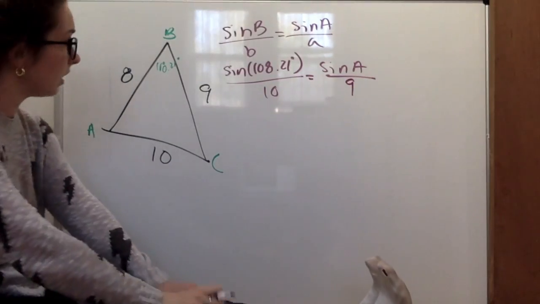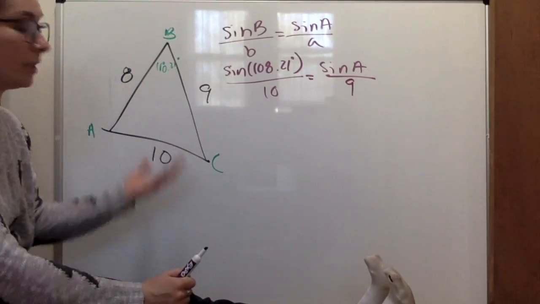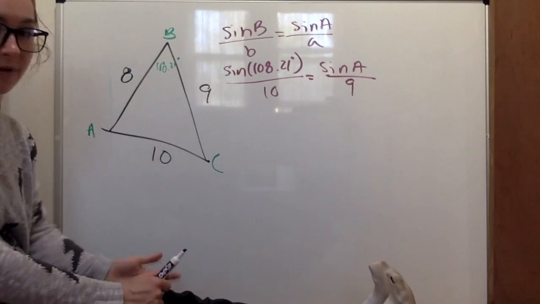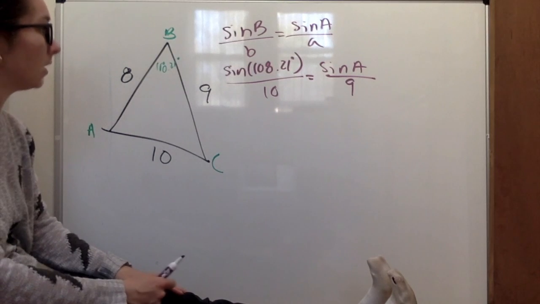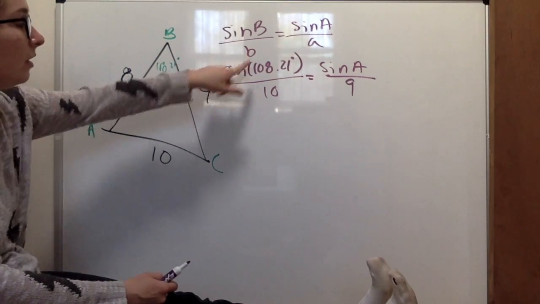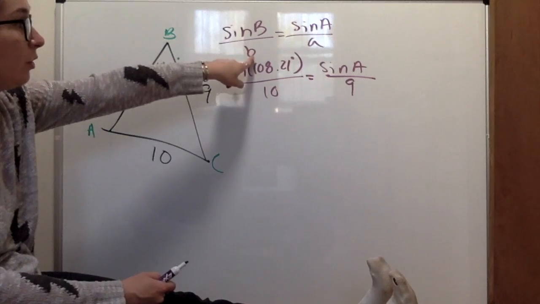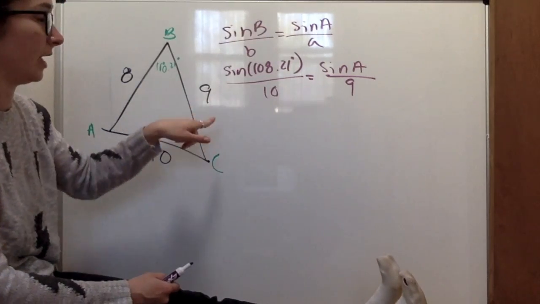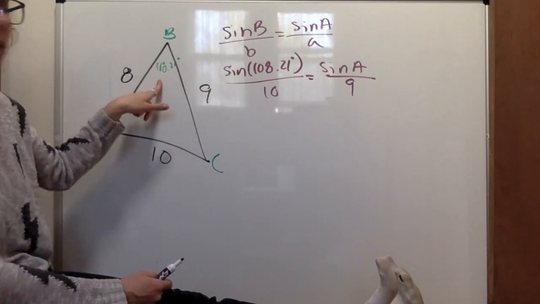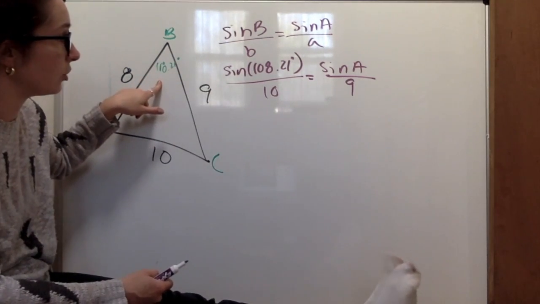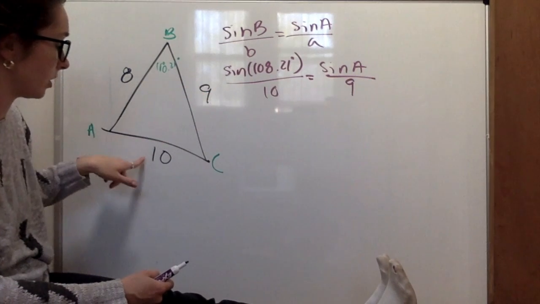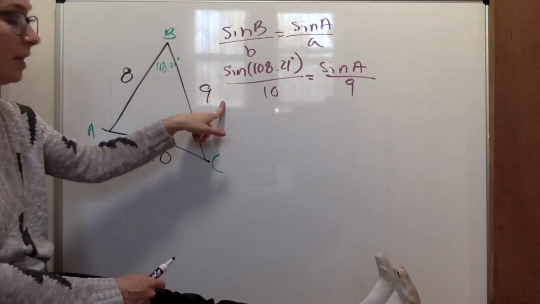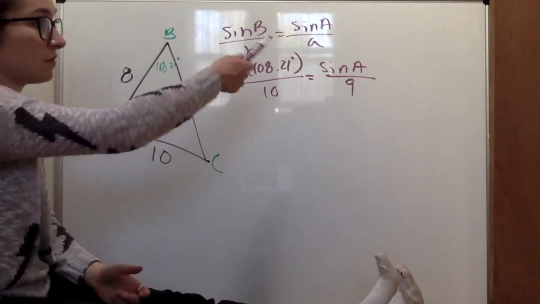So I set up my law of sines. I don't need the third one because I only really need to find one more angle. So I decided to try to find angle A, but I could have found angle C. Same, doesn't matter. But so I have sine of angle B over B is equal to sine of A over side length A. So I have sine of the angle I just found using law of cosines, sine of 108.21 degrees over 10, its corresponding side length, is going to equal the sine of angle A over 9, its corresponding side length. So now I just have to solve for A.